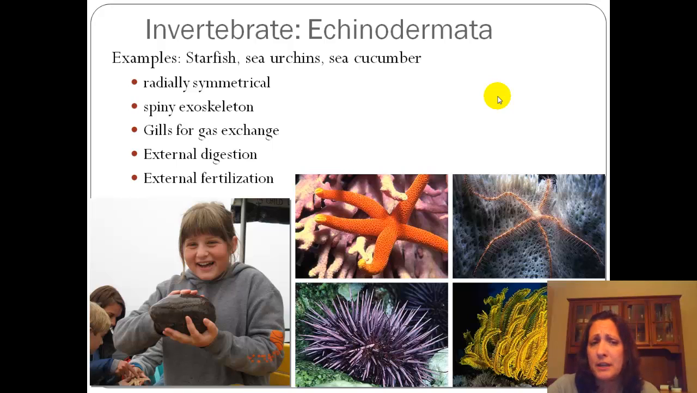They have a spiny exoskeleton, so it's going to be rough. It could be very sharp and painful to touch. That's for protection. They have gills for gas exchange. They have internal digestion and external digestion, and they have external fertilization. They actually, the starfish, expel their stomach outside of their body to do the breakdown of food.